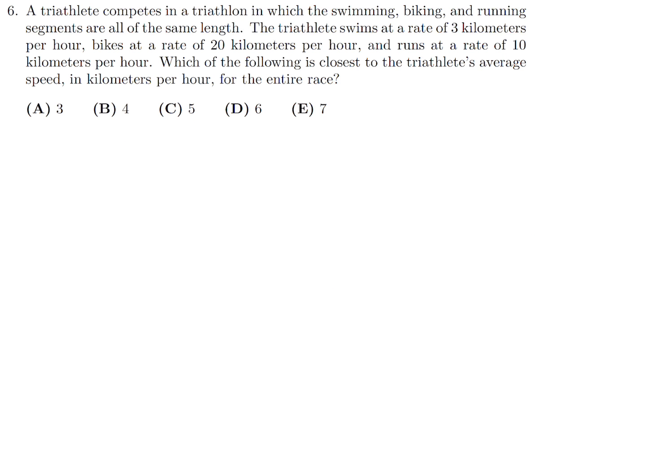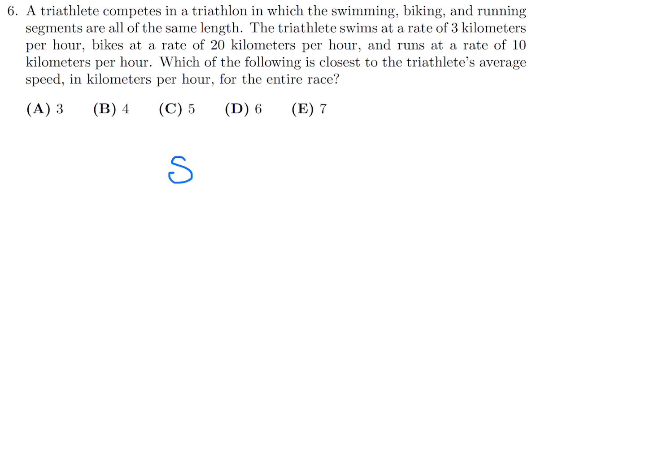A triathlete competes in a triathlon in which the swimming, biking, and running segments are all of the same length. The triathlete swims at a rate of 3 kilometers per hour, bikes at a rate of 20 kilometers per hour, and runs at a rate of 10 kilometers per hour. Which of the following is closest to the triathlete's average speed in kilometers per hour for the entire race?